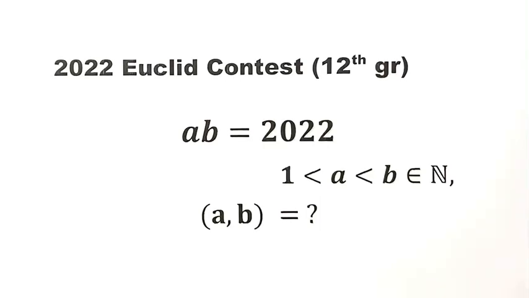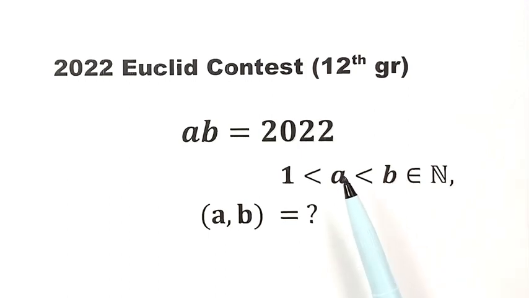In this video, we're going to solve this equation. AB equals 2022. Here A is bigger than 1, less than B. Both A and B are positive integers. Then we want to solve for AB. So this is a question from the 2022 Euclid contest for 12th grade.